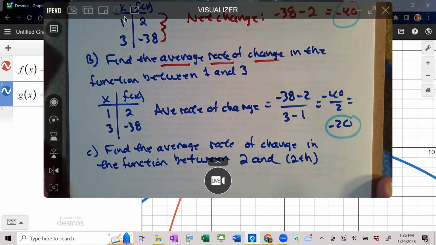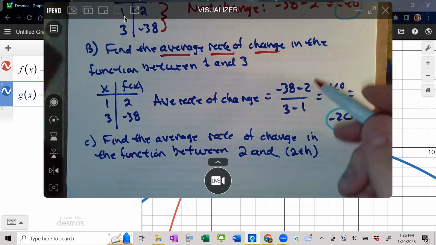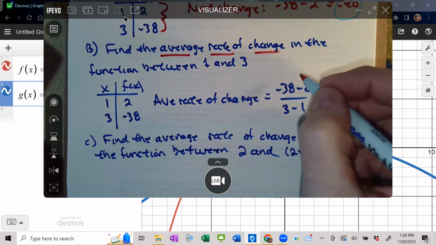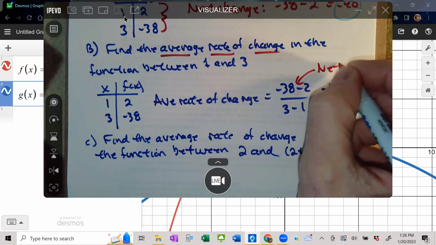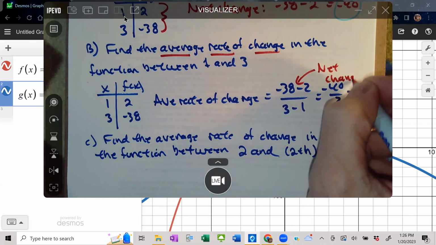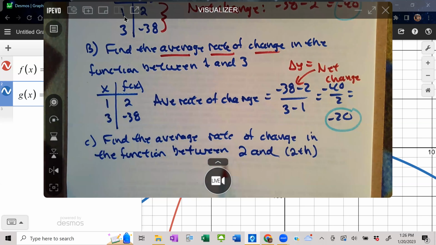More likely than not, you're probably going to get a problem with the average rate of change between a number and a close by number, 2 plus a little bit of a number. We're going to call it h. Now we're going to do the same thing as before. We're going to make ourselves a little table and then find the slope of a line between those 2 points. So this is your net change. Sometimes I call that delta y. Delta is a Greek letter, it means change in.